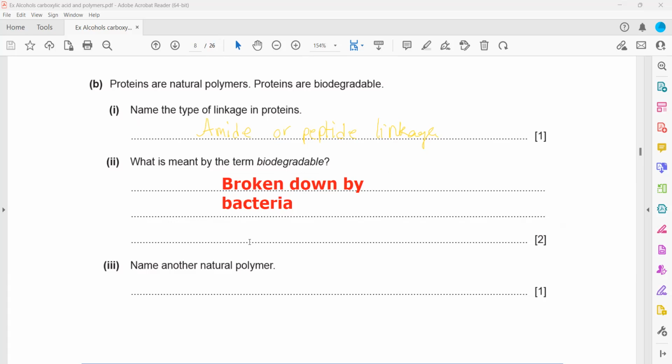Name another natural polymer. One of them is protein. What else is another? So that is fat. You can also mention starch as well. Carbohydrate. Yeah, carbohydrate, you can also mention that.